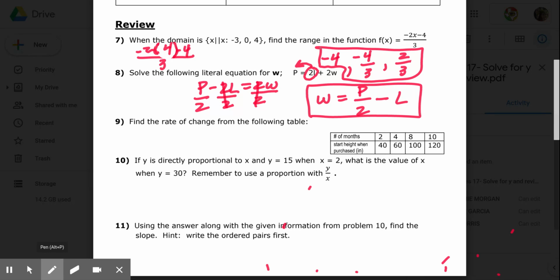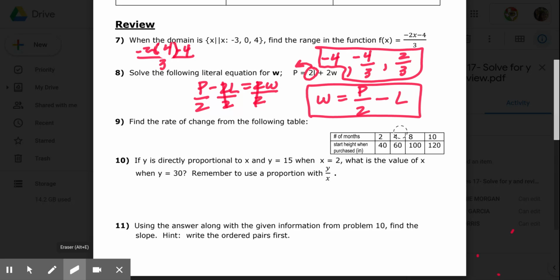All right, number 9, it says, find the rate of change from the following table. So whenever you were doing this, remember one of the things that I said doesn't always work, and that's basically to divide the y divided by the x. It doesn't always work. So one safe method that I had you do was basically take 2 y values and subtract them in the numerator, and then the 2 x values, subtract those in the denominator.